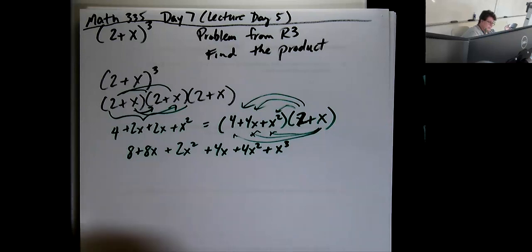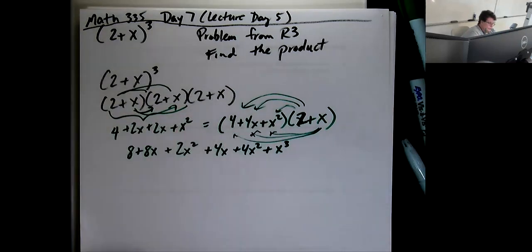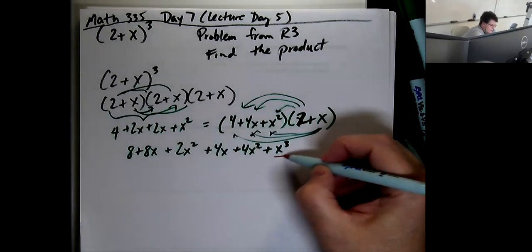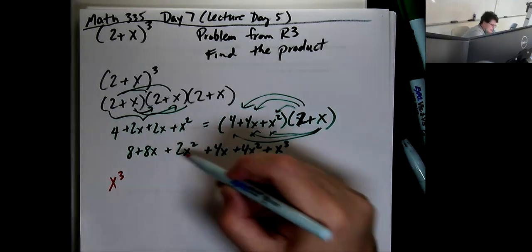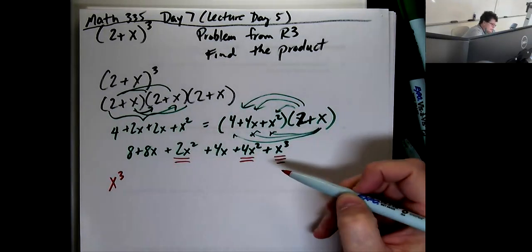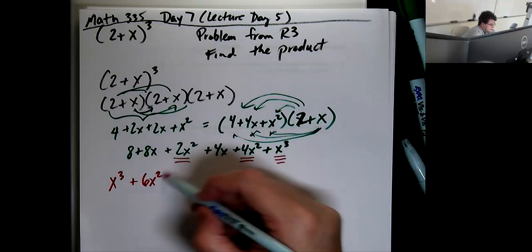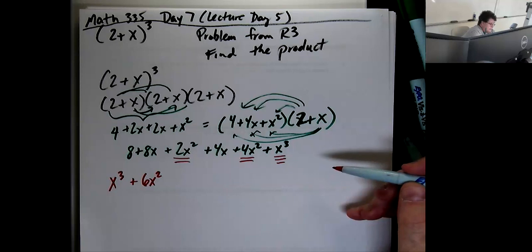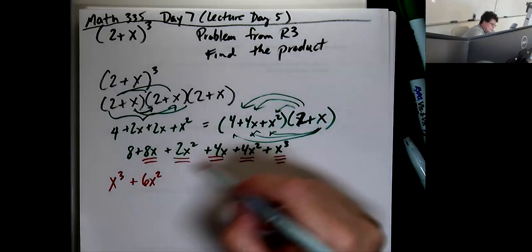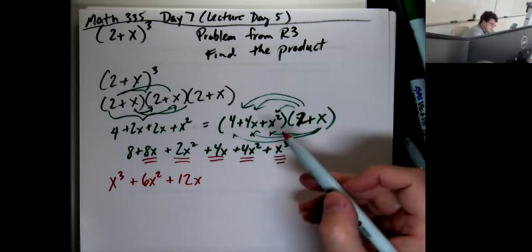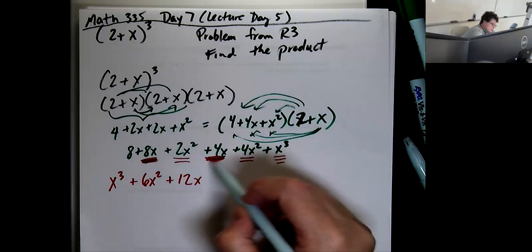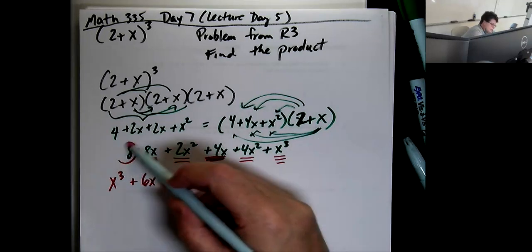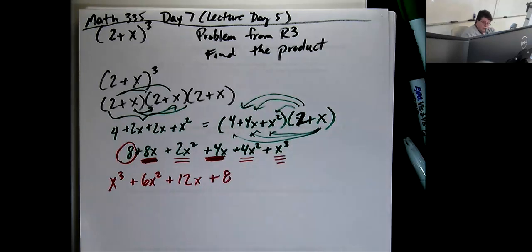All right, let's try to clean this up. Let's write them in descending order. I have one thing that's got an x cubed in it. And I've got a 2x squared and a 4x squared. That adds up to 6x squared. And I have 8x and a 4x, that adds up to 12x. And then we got one constant left, plus 8. So that should be the reduced form of it.